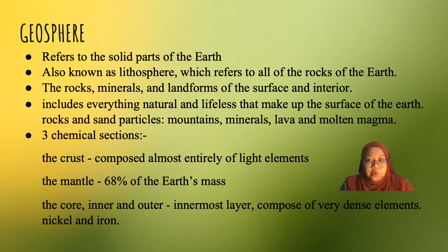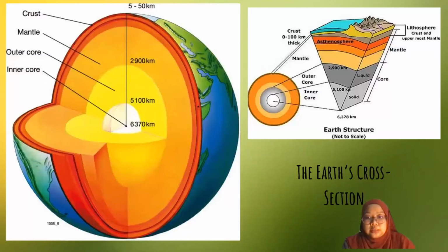And finally, the core, which also has two layers, the inner and outer. They are considered the innermost layer of the Earth, and they are composed of very dense elements such as nickel and iron. So here is the Earth's cross section.